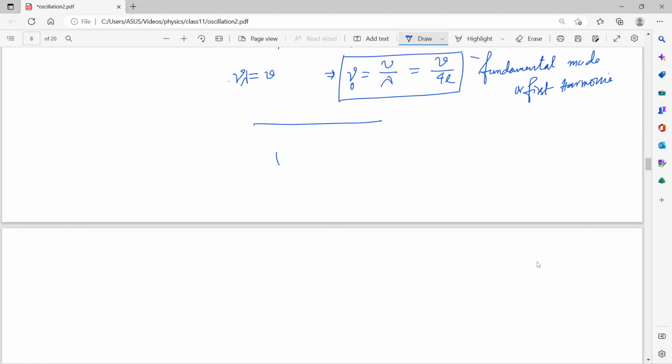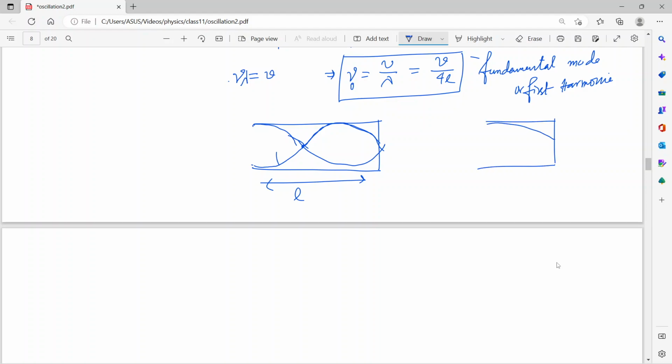Now in the second case, what will happen? The pipe is the same, that means the length is the same, but the wave is produced like that. This can be produced like that. What will happen here? Initially there is only this wave.